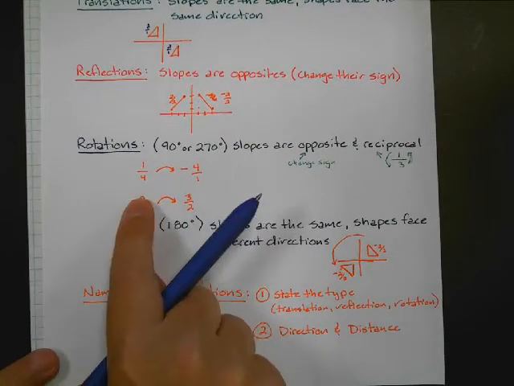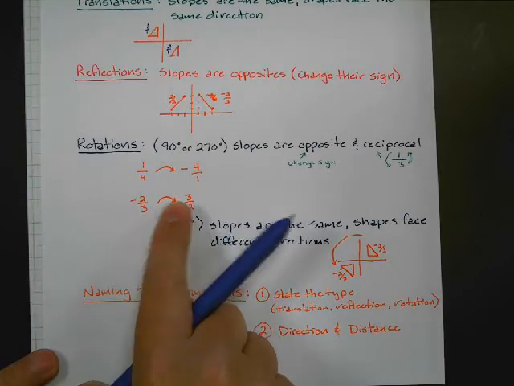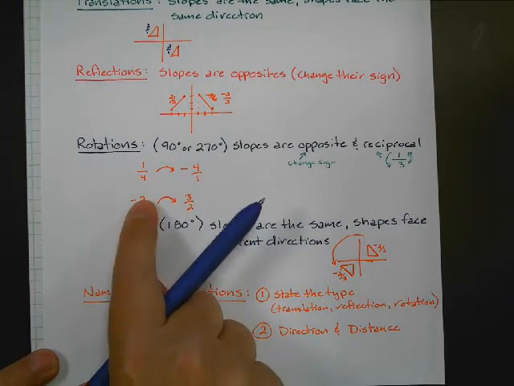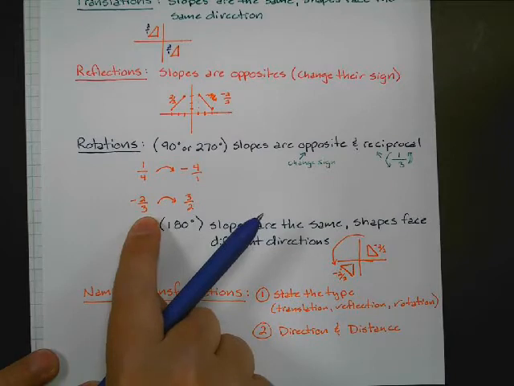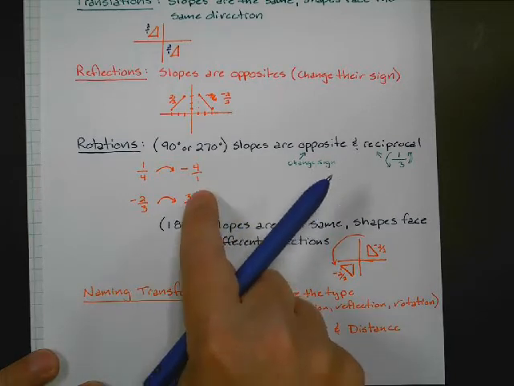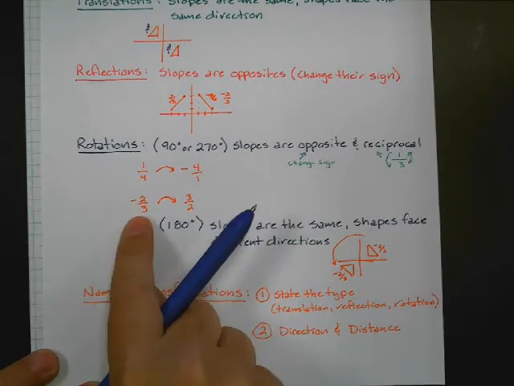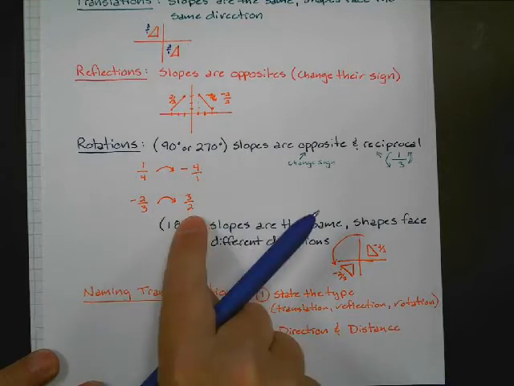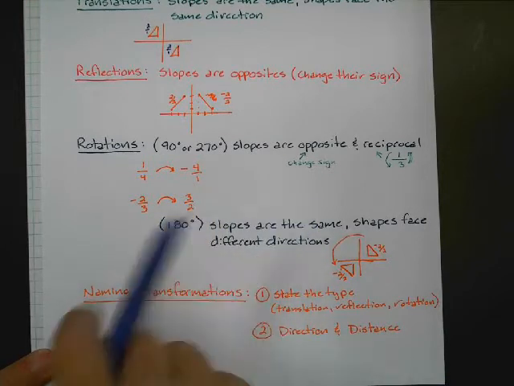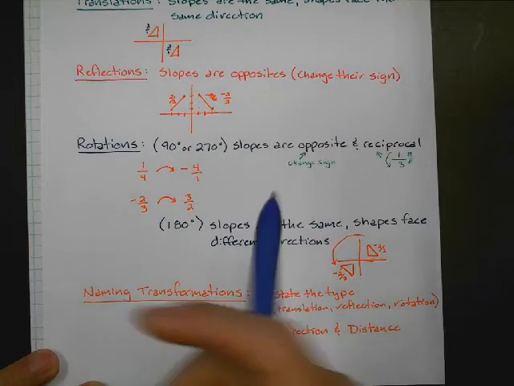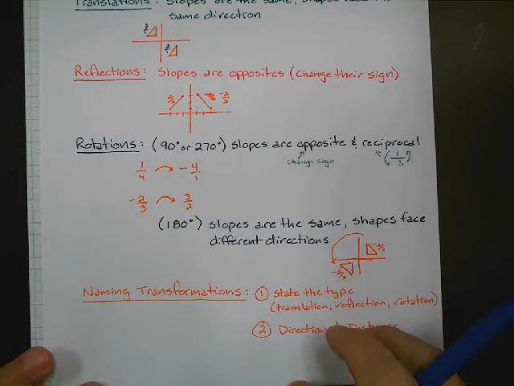Or if we had negative 2/3, opposite means this one's positive, and then we flip the numerator and the denominator, so they change places. The opposite reciprocal of negative 2/3 would be positive 3/2. So opposite, one's positive, one's negative. Reciprocal, we flip the numerator and denominator.